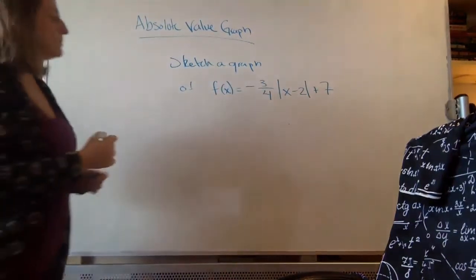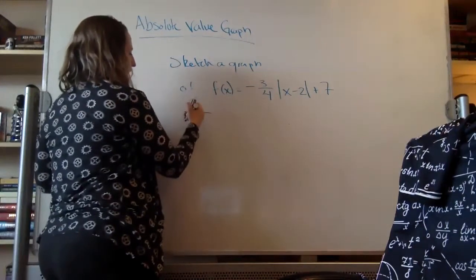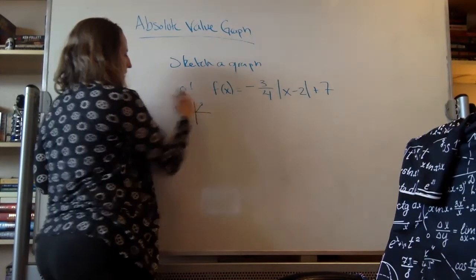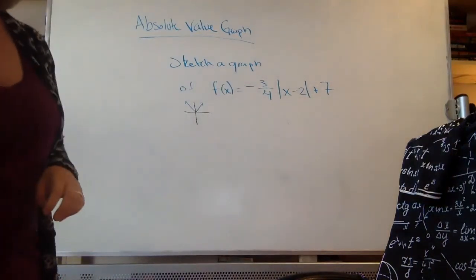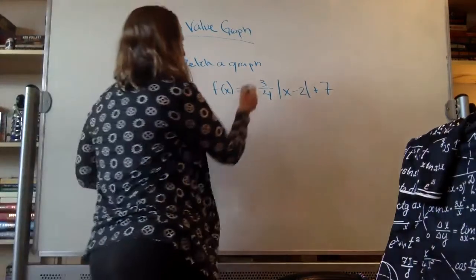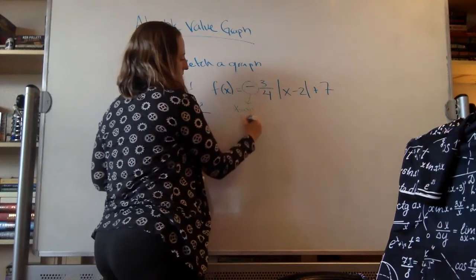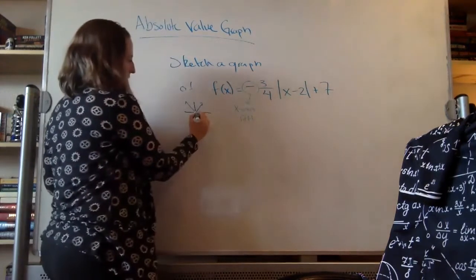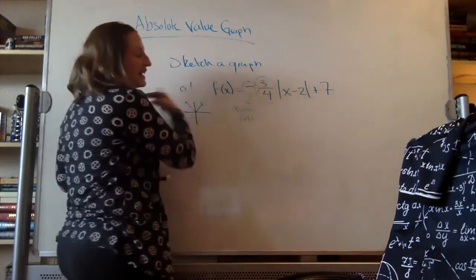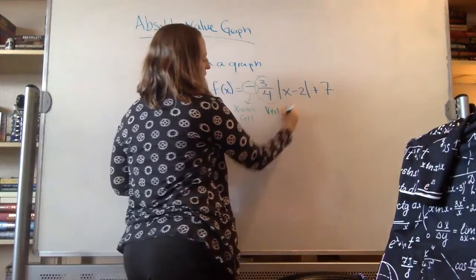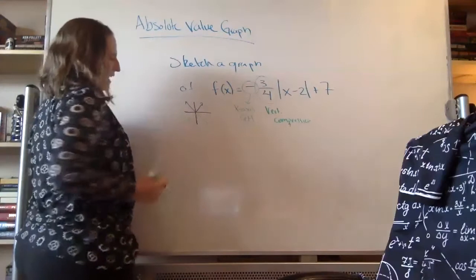Okay? So remember, the basic shape of our graph is that absolute value graph, kind of centered at 0, 0. And what we want to do is figure out what transformations we've applied to this graph. So this negative out in front, that's an x-axis reflection. So that's going to flip our graph upside down. Okay? This 3/4 is less than 1. So this is going to act as a vertical compression, meaning we're going to squish our graph down.